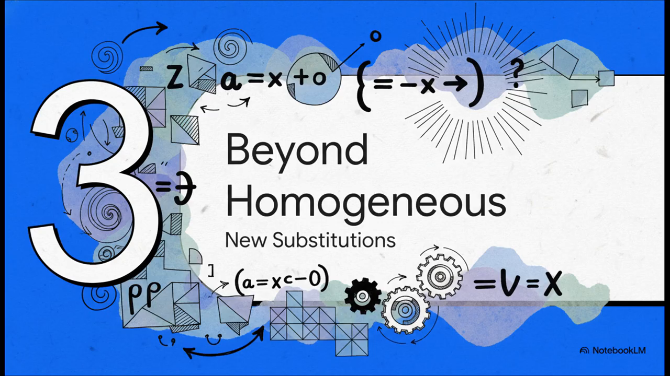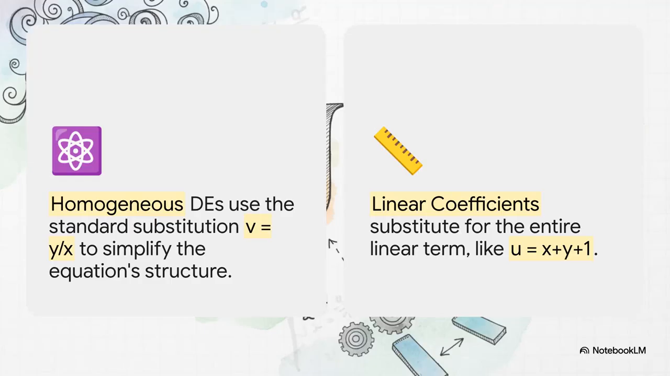But I want you to realize that the idea of substitution is way bigger than just this one trick. This strategy of changing variables, you can adapt it to all sorts of other patterns. Let's check out a completely different kind of problem. So let's compare. On one hand, we've got our homogeneous equations. For those, our substitution is always v equals y over x. Simple.